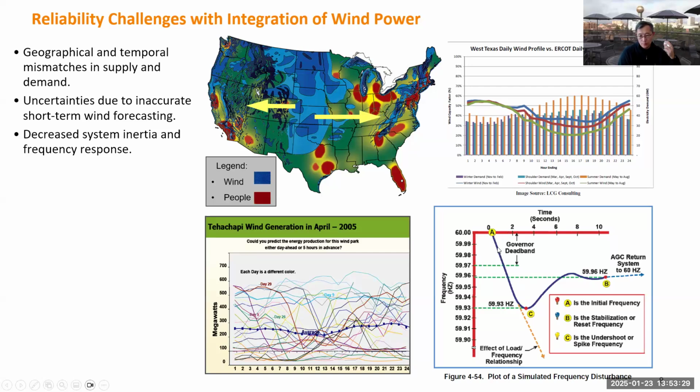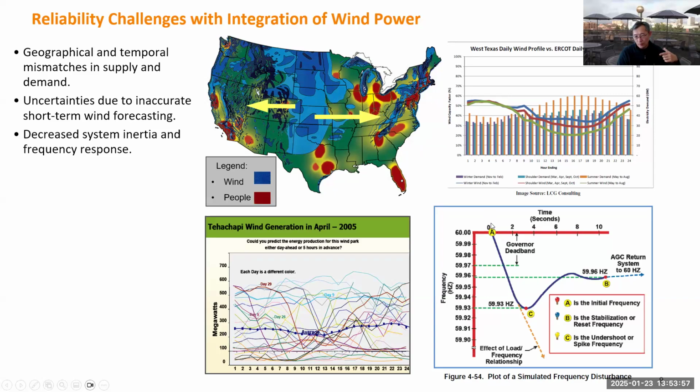But when you replace the conventional generation by wind power generators, those generators have lower inertia or no inertia. If you have a fully power electronics inverter to connect the wind turbine generator to the grid, inertia will not be added to the transmission grid. So when the inertia decreases, the frequency will drop much faster.